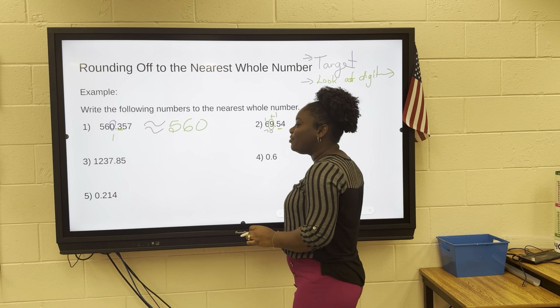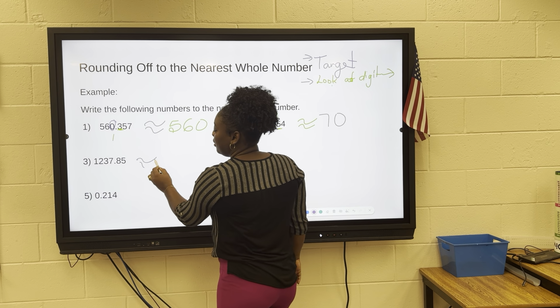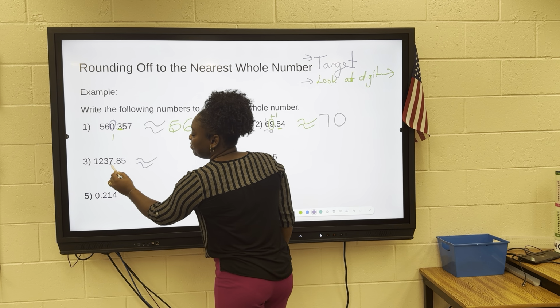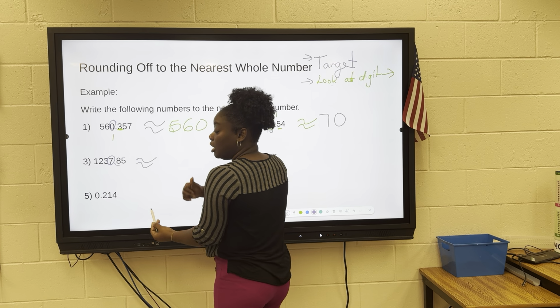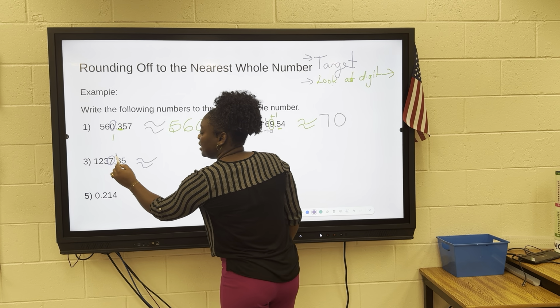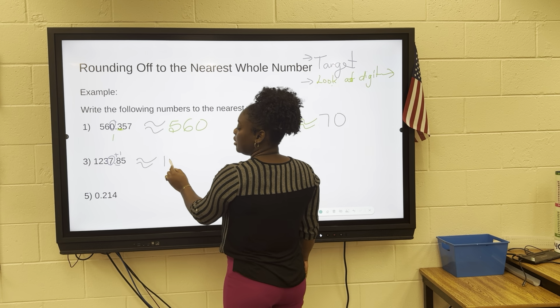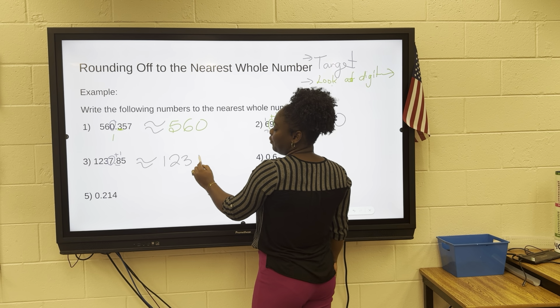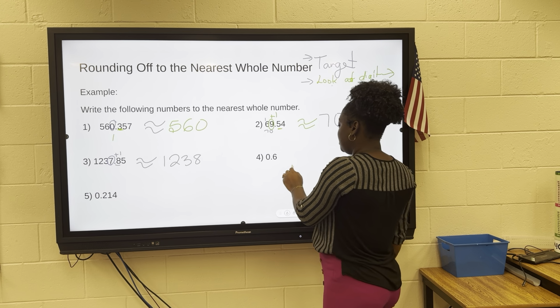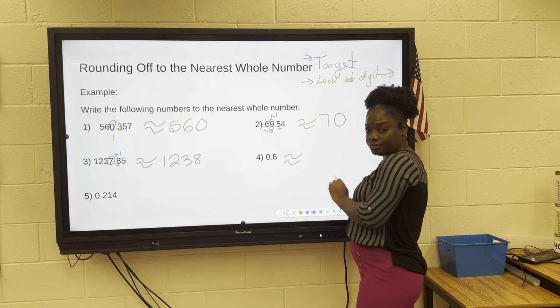Nice. So we're getting there. Find your target. It's as simple as that. Find your target, then look to the right. In this case, we're adding 1, so that's 1,238.